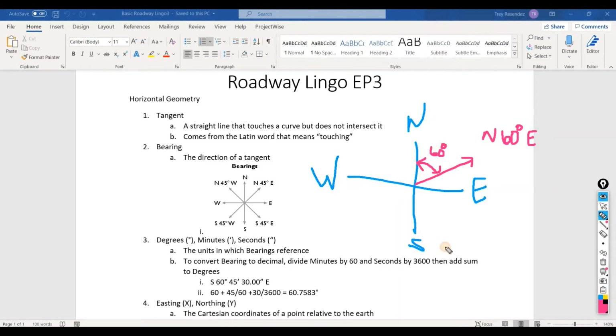But if we were to draw the same line going the opposite direction, this way, then this angle is still 60, but it's not north 60 east. It's going to be south 60 west. So these angles are the same. The only thing that changes here is the direction.